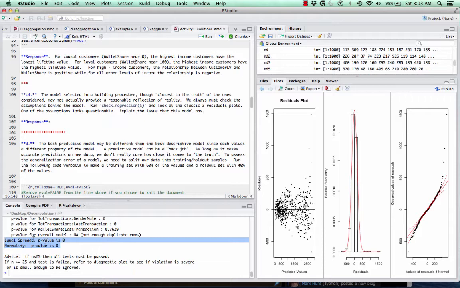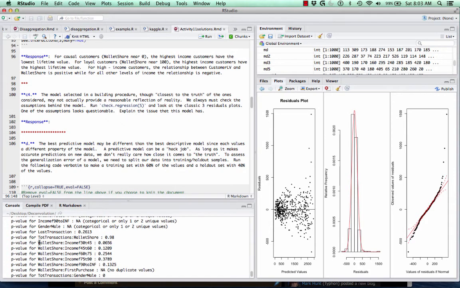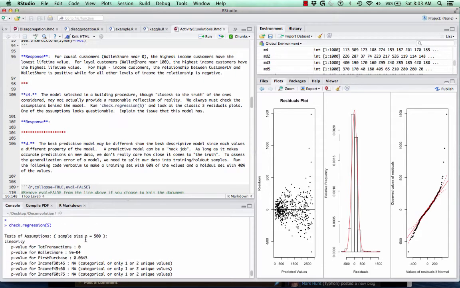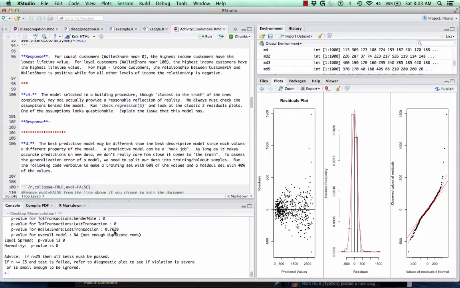We fail the test for equal spread, normality. We fail the test for linearity and wallet share and total transactions. But we have a pretty big sample size, so we're not too surprised we failed. So, all right, what do the residuals plots let us know? Well, the residuals plots aren't all that bad. We see the pretty standard small bending away from the diagonal line in the QQ plot, indicating that the distribution of the residuals as a whole is roughly normal. We don't see any overall global curvature in the band of residuals, either up or down, so the overall linearity of the model seems to be appropriate.